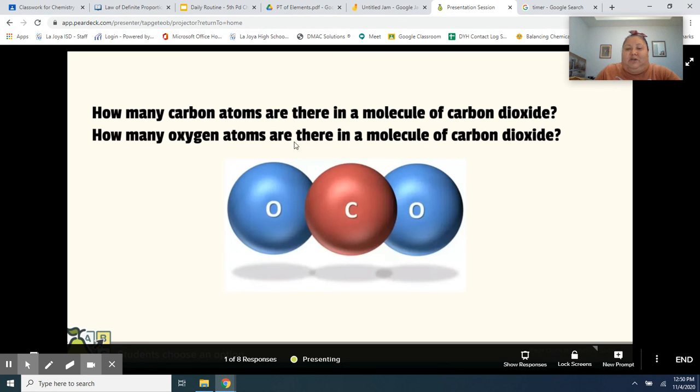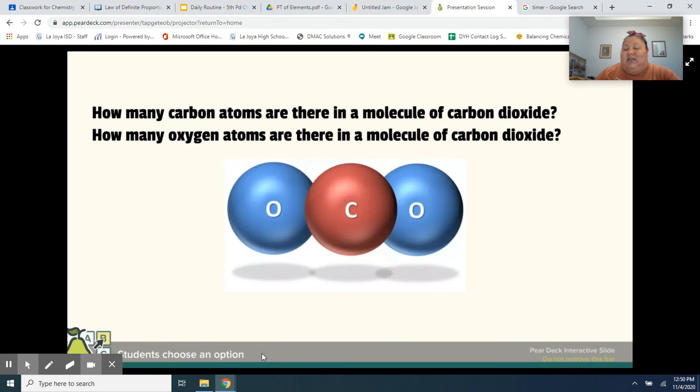And this one's a real easy question, guys. Really, really easy. Okay, only one person. Okay, 2 people have responded in the Pear Deck. I need more than 2 people. Let's go. I need at least 5 or 6 students answering. And this is a really easy question. Try it out. The question says, how many carbon atoms, how many oxygen atoms are there in a molecule of carbon dioxide? What do you think?